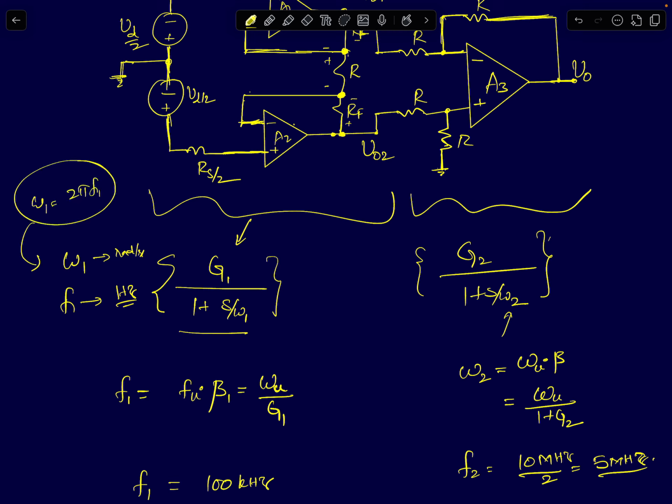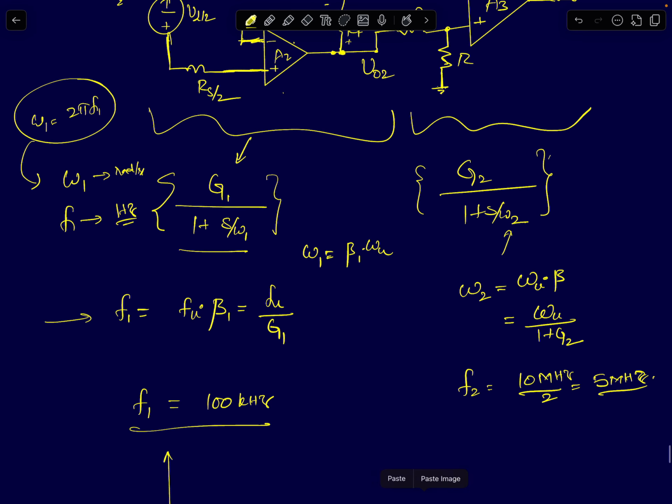So therefore F1 is Fu times beta 1. Remember, the 3 dB bandwidth of the first stage is simply given by beta, the feedback factor of the first stage, which we are calling beta 1, times omega u. I'll write this as Fu. F1, in hertz units, will simply be equal to Fu times beta 1, or Fu divided by 1000, the gain of the first stage. Since Fu is given to be 100 megahertz, you divide it by 1000 and you get 100 kilohertz. So that's the 3 dB bandwidth of the first stage.